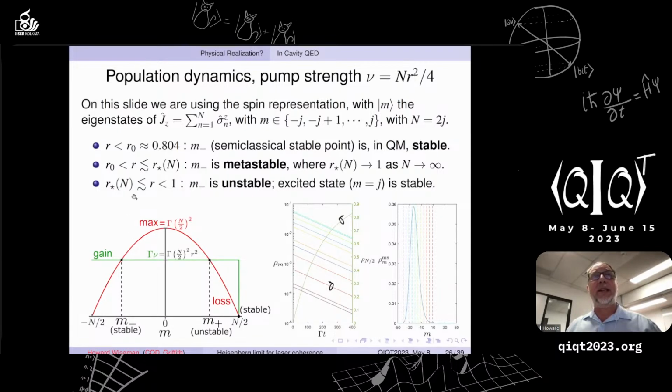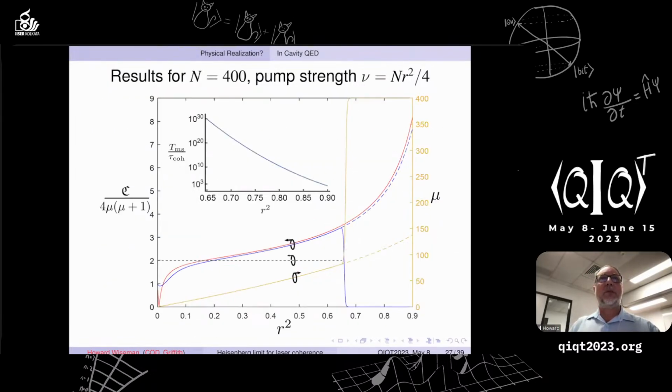And then finally, if your R is too large, it's just totally unstable, and you go to the excited state very, very quickly. It's not metastable at all. The metastability means that you stay in this state for potentially a very long time, and that's what we calculate here. So maybe I'll just start with this. As a function of R squared, the metastable time can be truly enormous compared to the coherence time of the laser, which is the other timescale we're interested in.